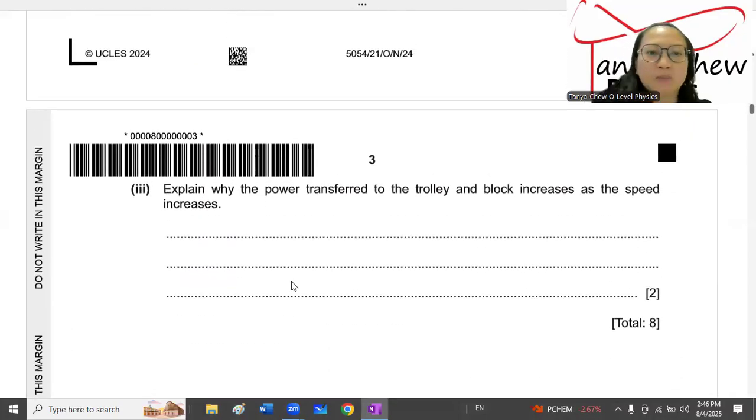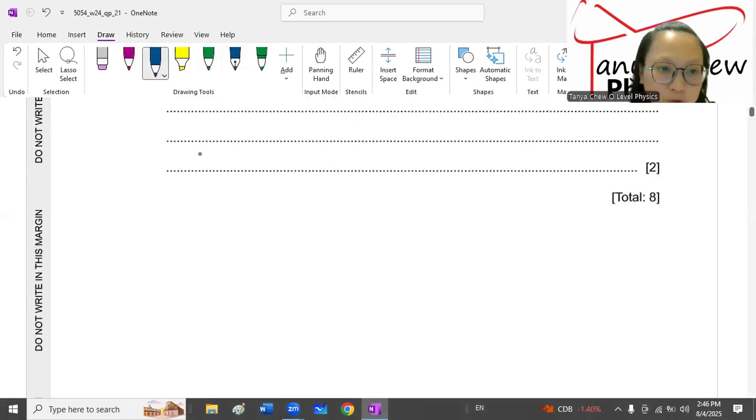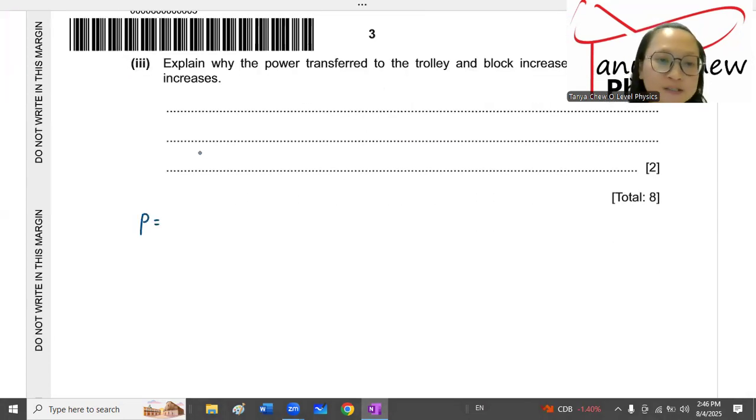Now, the next question: explain why the power transferred to the trolley and the block increases as the speed increases. When they talk about the power, I would not answer the question just yet. I just put in some equation to make you understand. Do you remember the definition of power? Power is defined as the energy per unit time. In this case, because the trolley and the block are moving, I am putting this energy in terms of kinetic energy, which is half mv squared. Substituting into the equation of power, I have power equal to half mv squared over t.